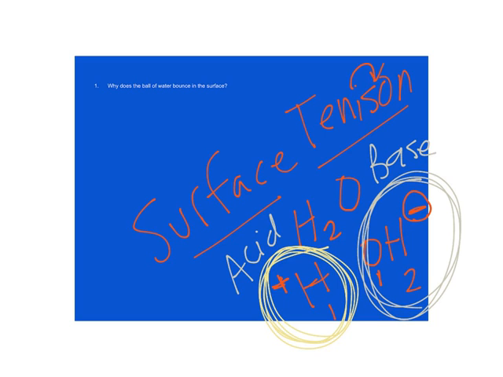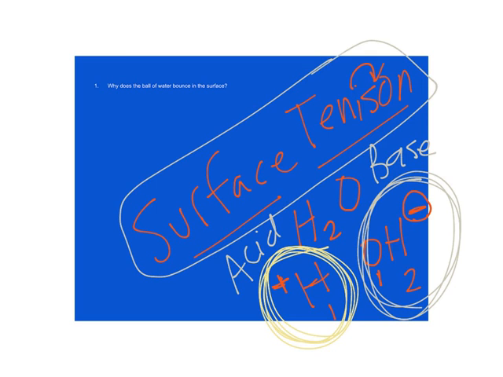Why does the ball of water bounce on the surface? Because of surface tension. Surface tension right here. Because the outside of that ball is stronger than the inside, and so when two different surfaces come in contact, they can bounce.